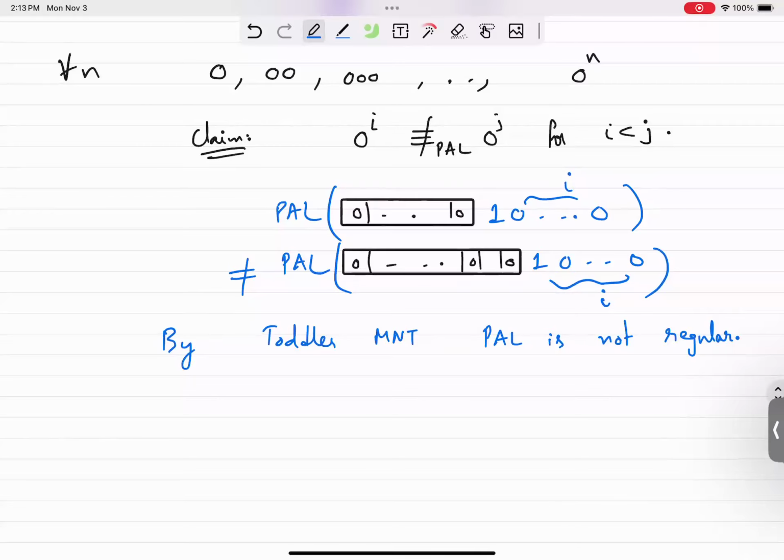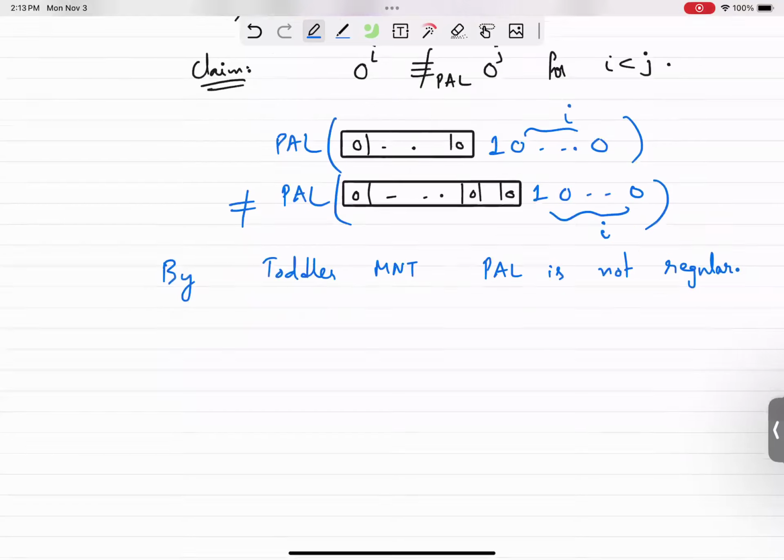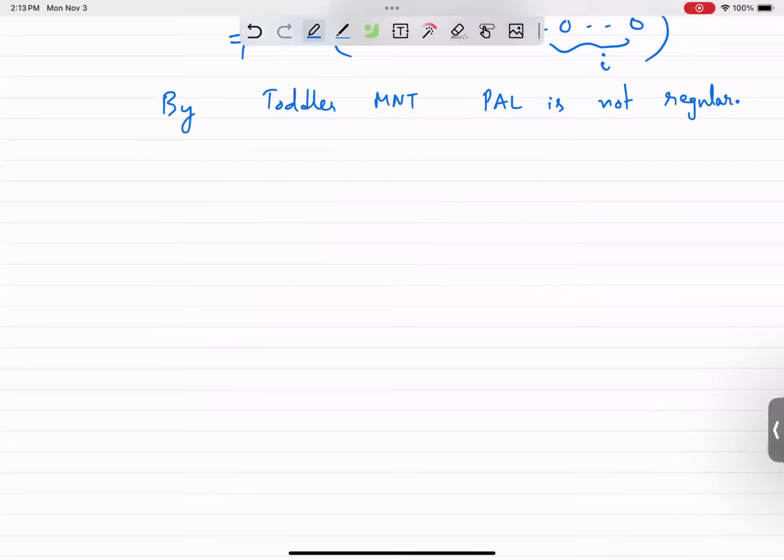In the homework, you'll see one question where you actually cannot prove that it's not regular using the pumping lemma because it satisfies the pumping lemma. But nevertheless, it is not a regular function. So MNT is a stronger tool.